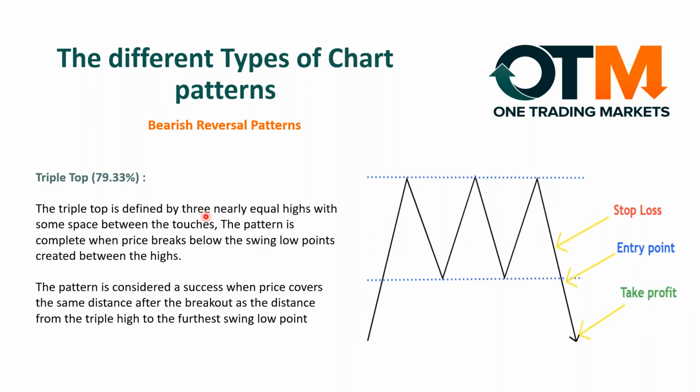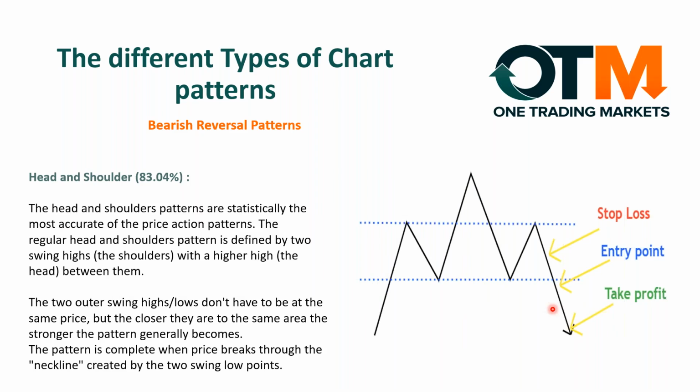So the triple top is defined by three nearly equal heights with some spaces between them. The pattern is complete, the same thing, when the price breaks below the neckline. And we call it a success when it actually reaches the point where the pattern has started. For entry point, take profit and stop loss, it's exactly the same as a double top. The entry point is just below the neckline. The stop loss is in the middle of the previous trend, and the take profit is at the end of that pattern.